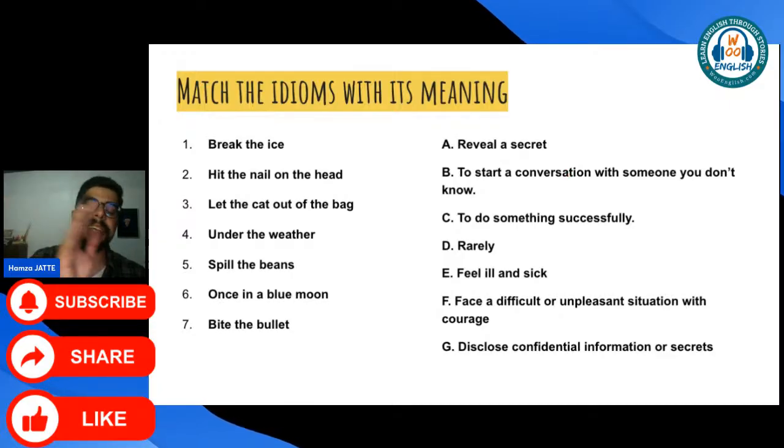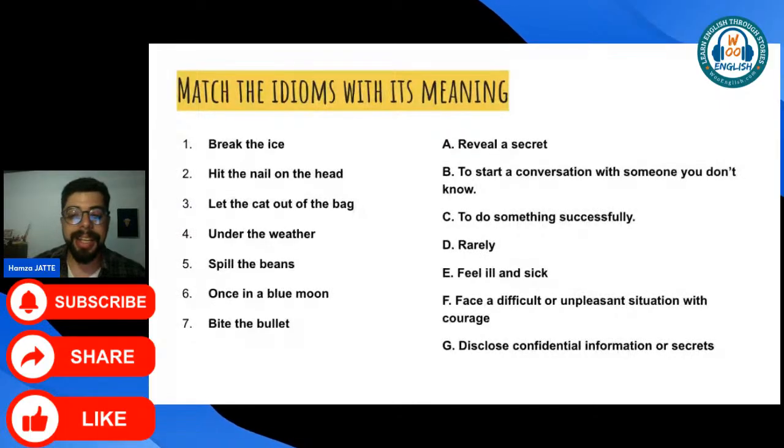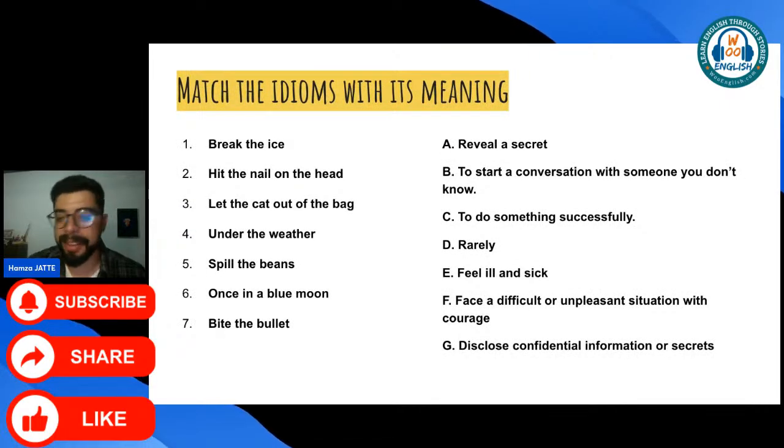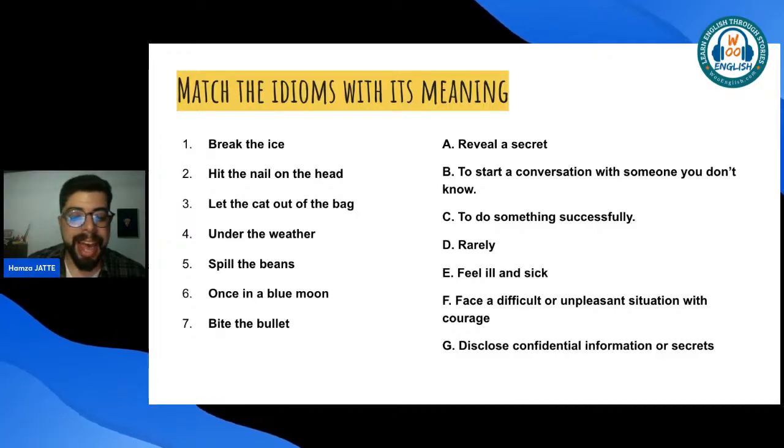So you can tell me one, for example, break the ice. Is it A, reveal a secret, B, to start a conversation, C, to do something successfully, D, rarely, E, feel ill or sick, F, face the difficult and unpleasant situation, or G, disclose confidential information or secret? Can you help me with this? By simply typing the number of the expression and its meaning.